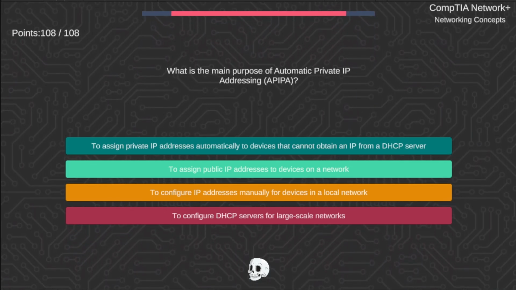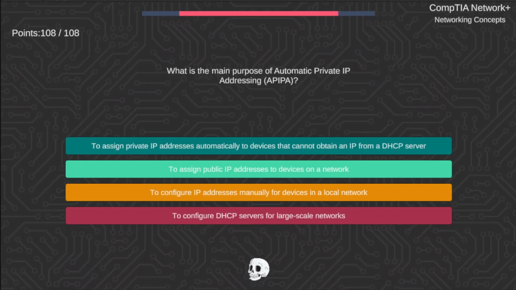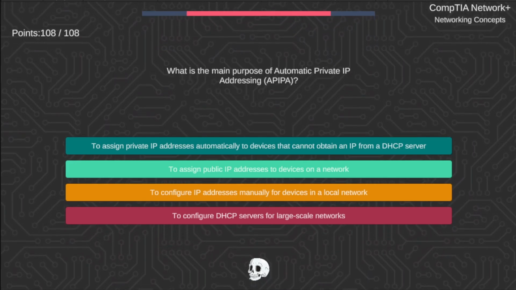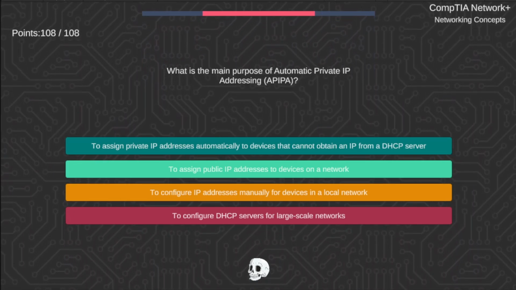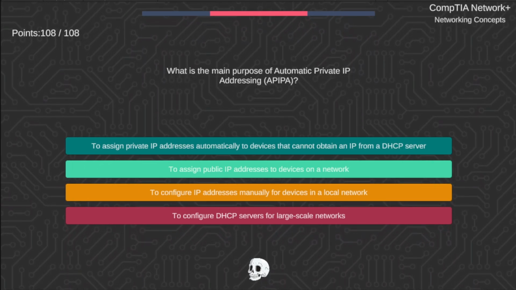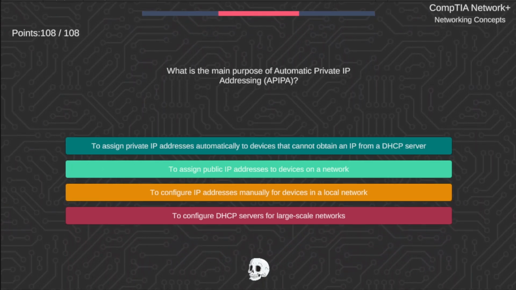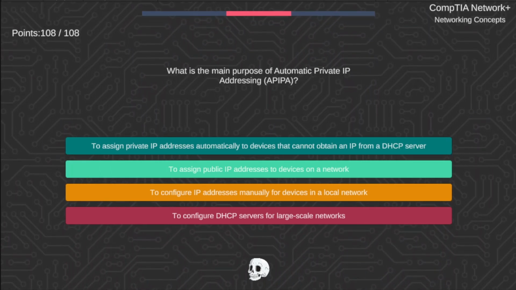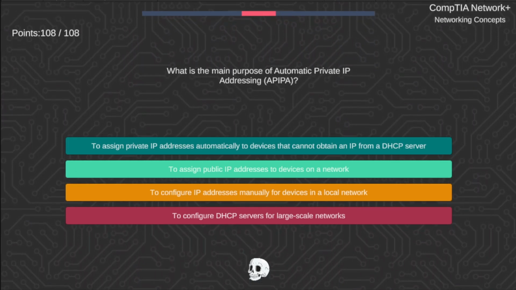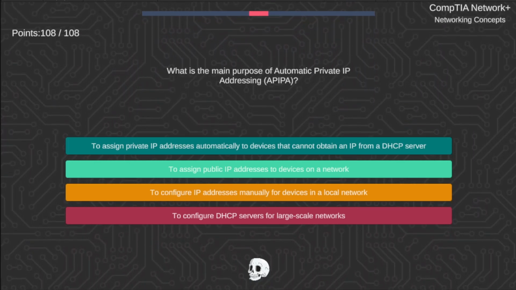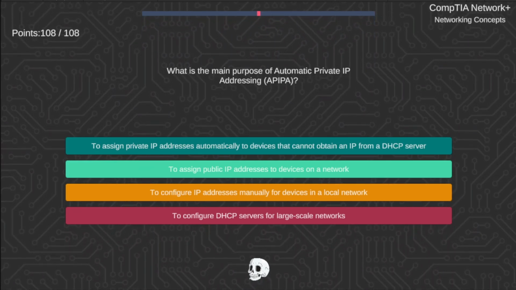To assign private IP addresses automatically to devices that cannot obtain an IP address from a DHCP server, to assign public IP addresses to devices on a network, to configure IP addresses manually for devices in a local network, or to configure DHCP servers for large-scale networks. Automatic private IP addressing, or APIPA.